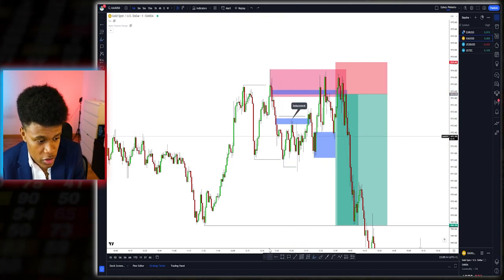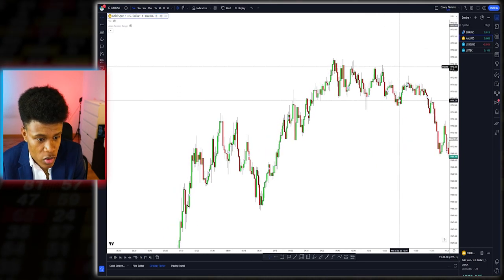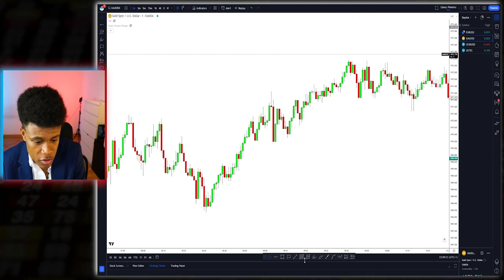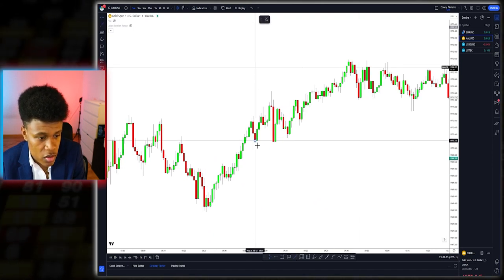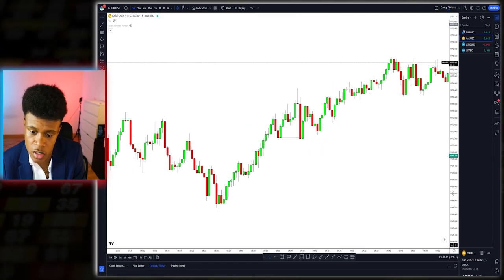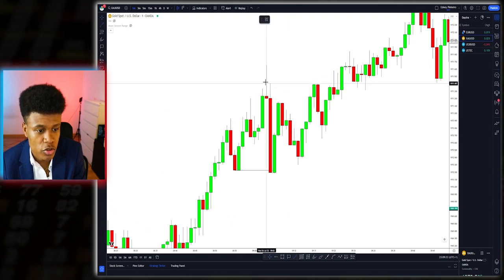The second type of inducement has a short queue. Guys, let me see if I can find it here. I don't know if I can find it, the second type. Yeah, I think we have the second type of inducement exactly right here. As you guys can see, we made this break of market structure here. It's very tiny, but a break of market structure is a break of market structure, or a shift of market structure.